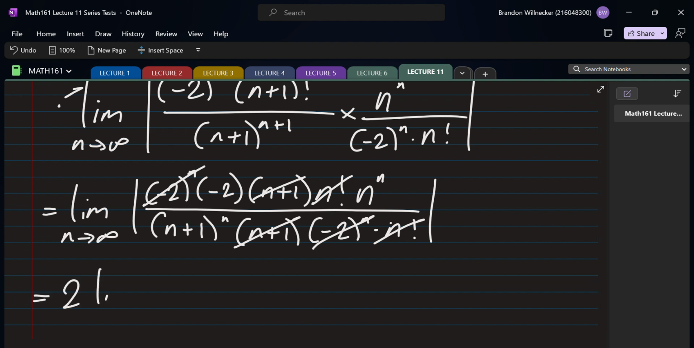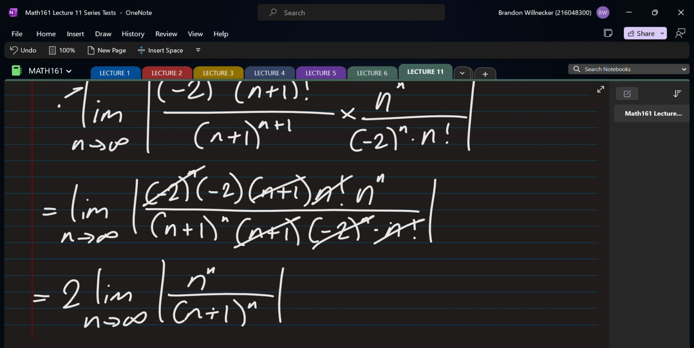So this will be 2, limit, n goes to infinity, and then we have absolute values. Technically, you can drop the absolute values because we're only working with natural numbers here, and it's not going to be negative, but you can leave it in. It doesn't hurt to leave it in. So here we have n to the n over n plus 1 to the n.